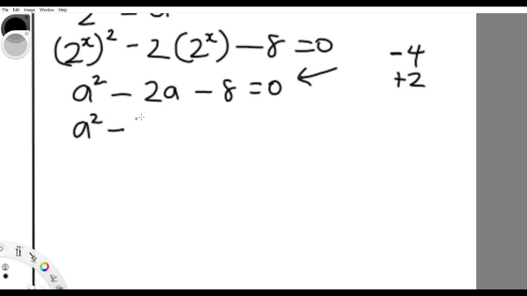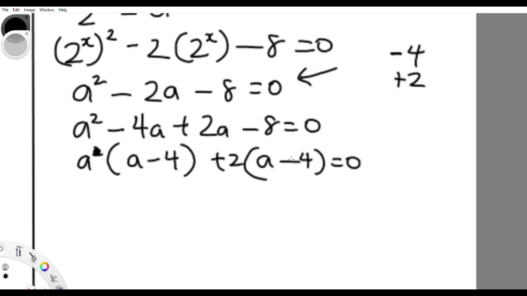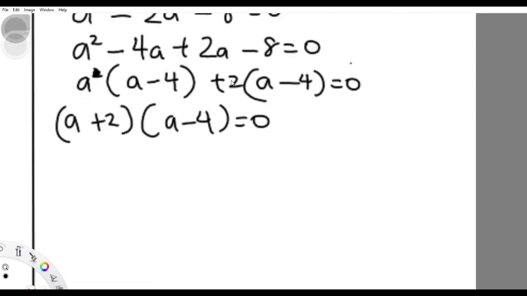So a squared, then you have minus 4a plus 2a minus 8 equals 0. And a is common: a times (a minus 4), then plus 2 common to these two, times (a minus 4) equals 0. Then you have (a plus 2), bringing these two together, times (a minus 4) equals 0. Now you have a equals minus 2 and a equals 4.